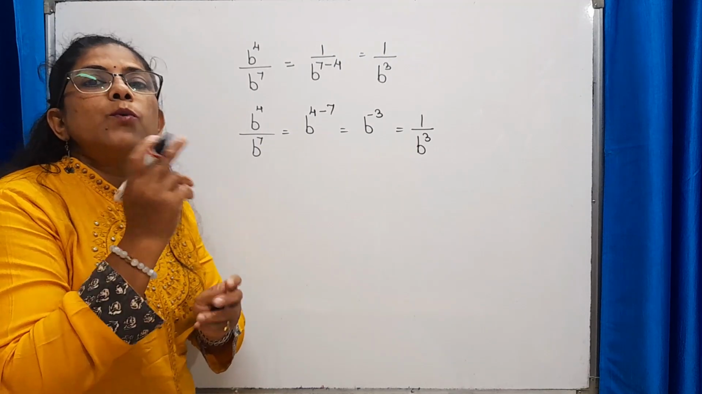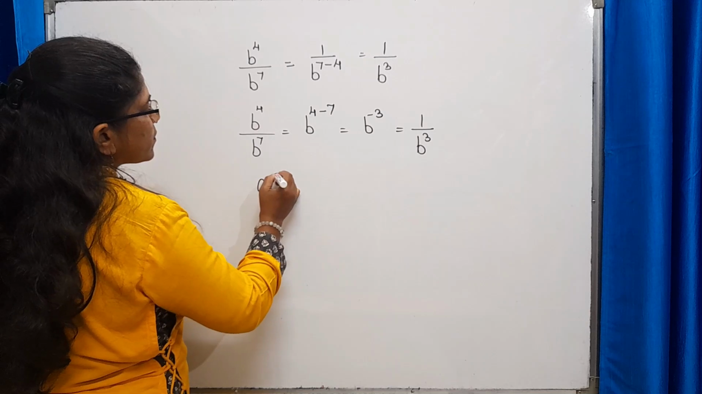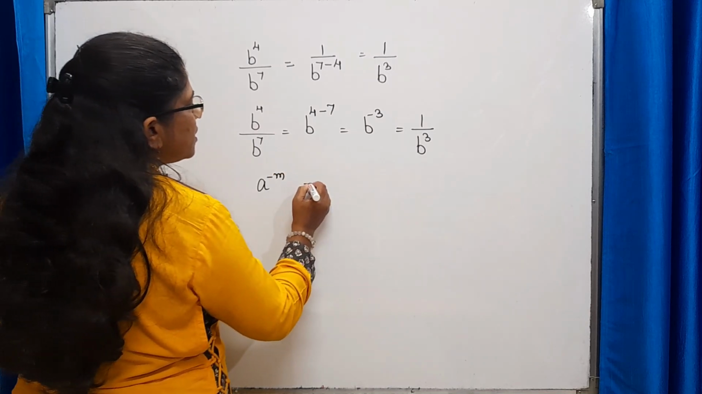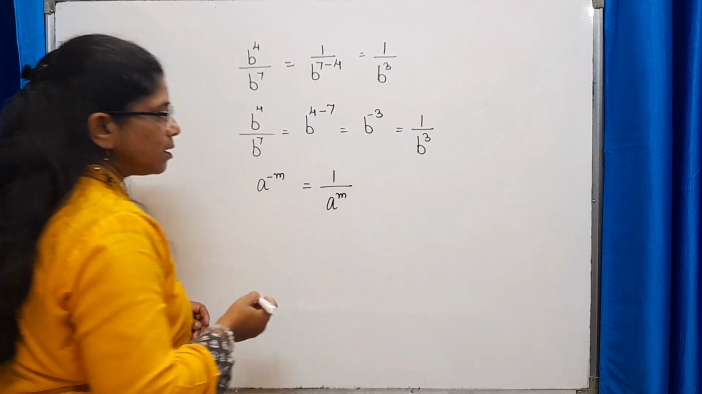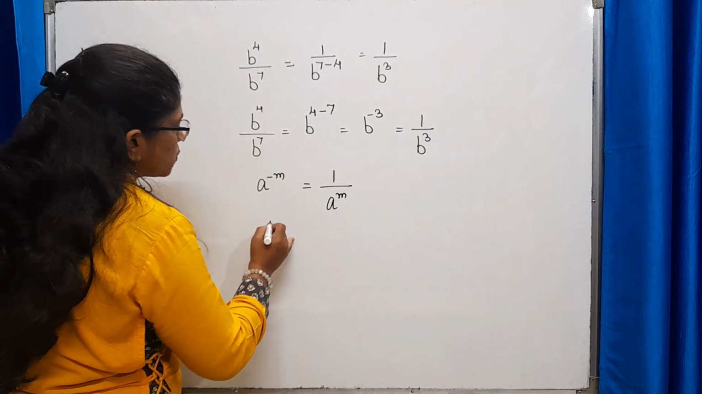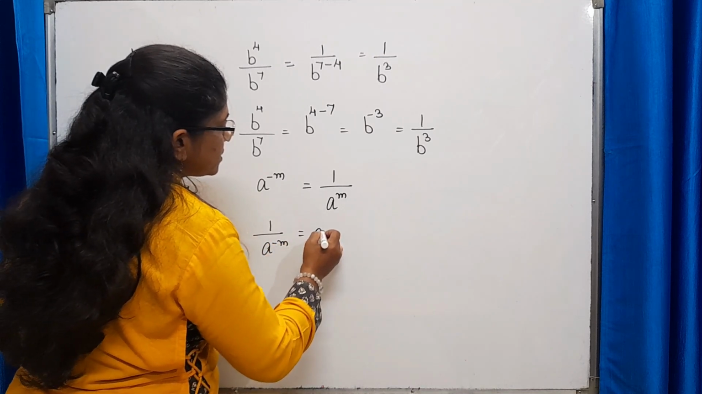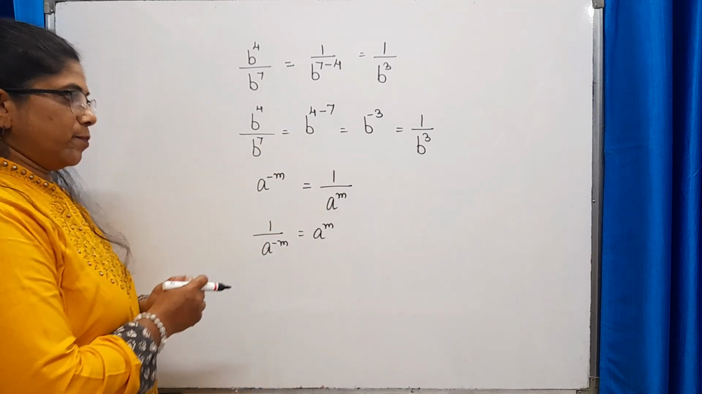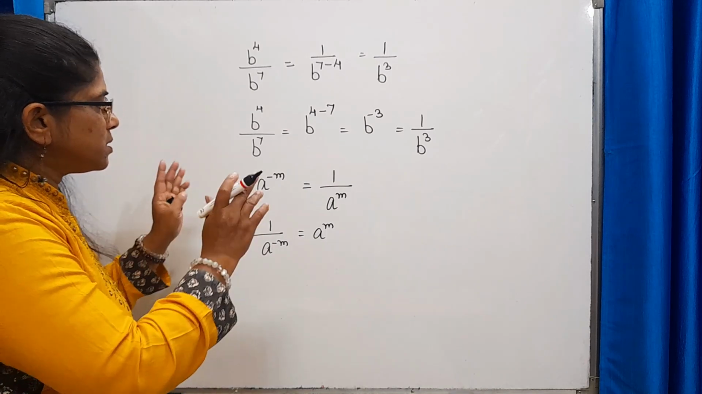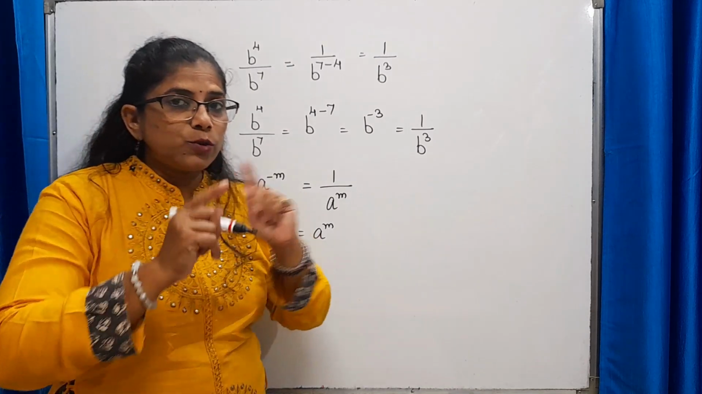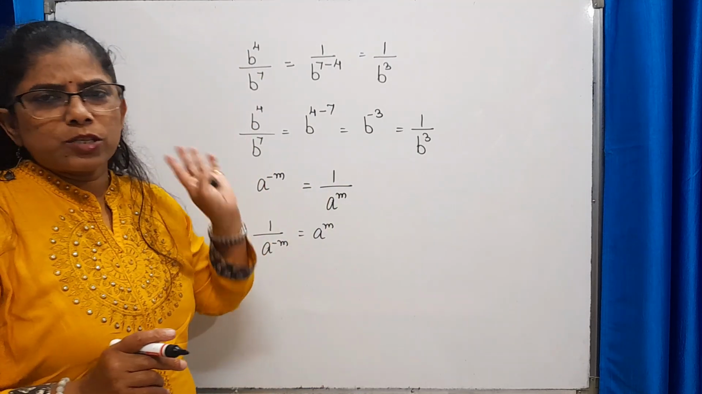So from this, what can we conclude? From this we conclude that a to the power of minus m is nothing but 1 upon a to the power of plus m. And also 1 upon a to the power of minus m is equal to a to the power of m. This helps us a lot when we solve the sums of exponents. Yes, when we actually solve the sums, these things help us a lot.